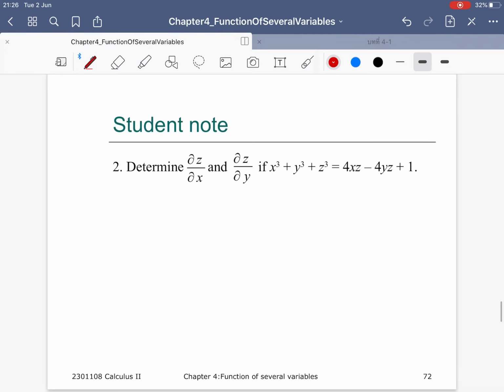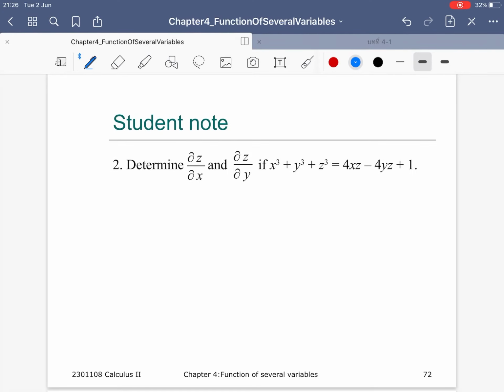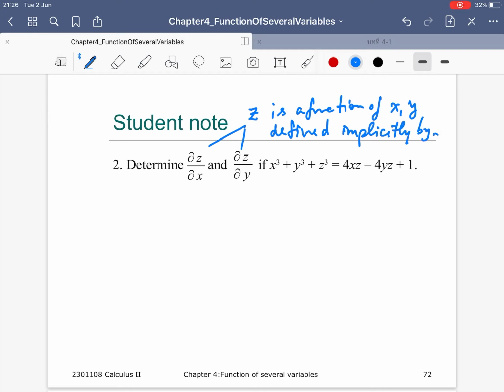So let us start by looking at this problem, the first one. You need to find dz by dx and dz by dy. Of course, even though they didn't tell you, your z is a function of x and y defined implicitly by this relation. You may say that, hey, in this relation you have both a left hand side and a right hand side, and your right hand side is not 0. So if you want, you can move everything to the left hand side and let your right hand side be 0, or you can just leave it like this.